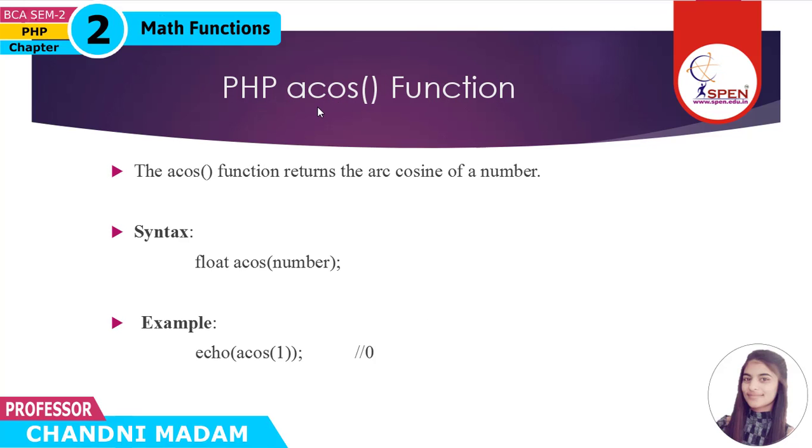Here our next function is the arc cosine function, acos function. This function generates the arc cosine of your parameter. This function requires one parameter as a number. So after executing this function it will return a float as a value. Here is the example. Here we want to find the arc cosine of 1. So after executing this function it will return 0.